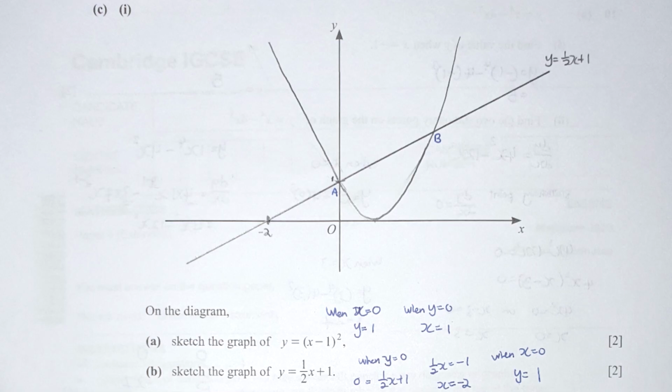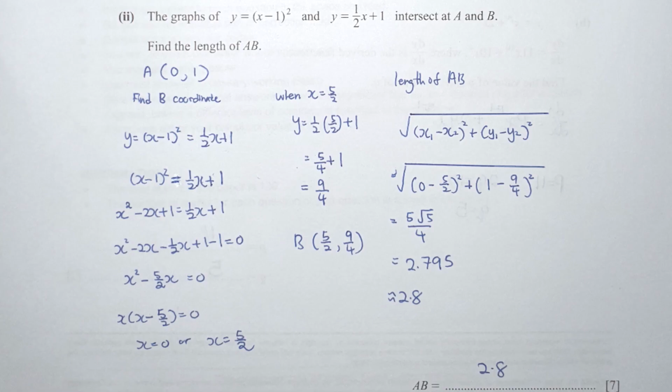So after I join these two up, you'll notice that you have two intersections, which are A and B. So A's coordinates, we know that is (0, 1). Okay, so for you to find B's coordinates, this is where the two curves intercept, right? So I will be taking (x − 1)² equals to ½x + 1. So through this, you will get x² − (5/2)x equals to 0. I extracted x out from it, you will get x − 5/2 as the bracket. So x will be equals to 0 and x equals to 5/2.